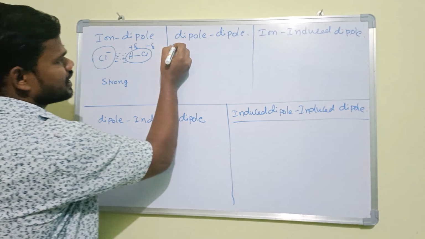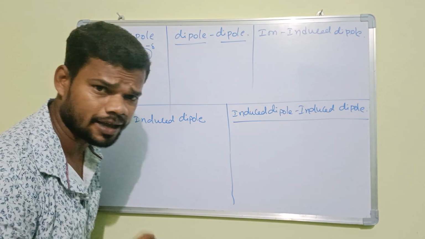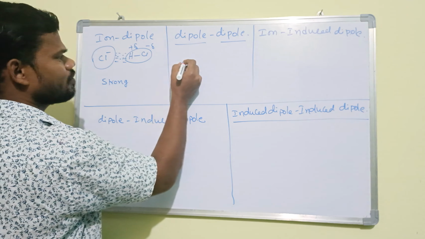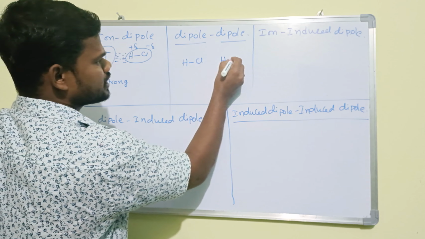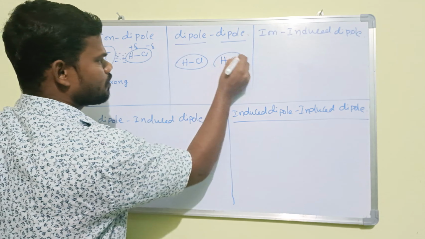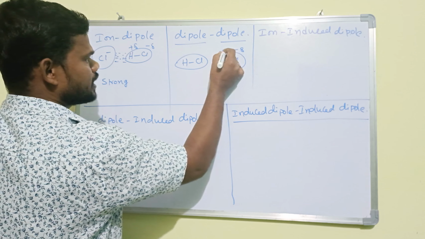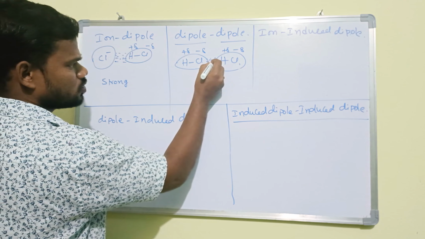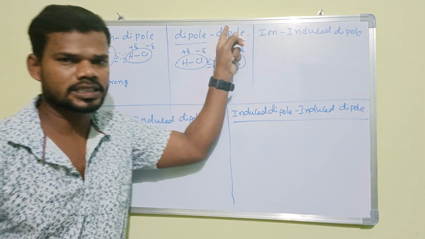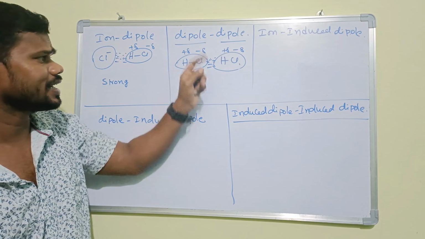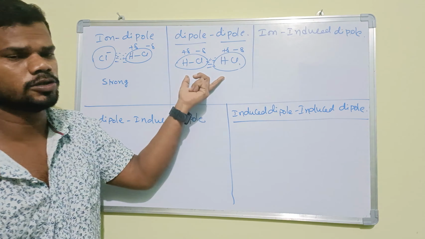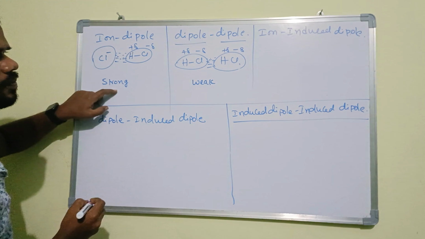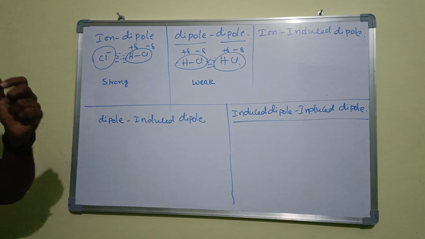Next is the dipole-dipole interaction. What does it mean? It is the interaction between two polar molecules. We can take HCl as an example. This is one polar molecule and this is another polar molecule, each having a partial negative and a partial positive charge. The interaction between these two molecules is called a dipole-dipole interaction. It is formed between two polar molecules. It is weaker than the ion-dipole interaction.